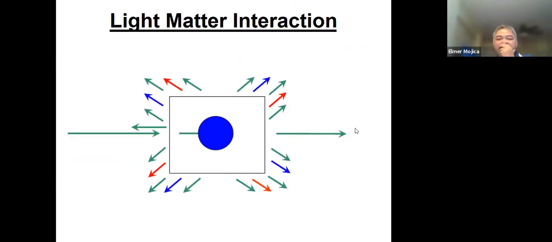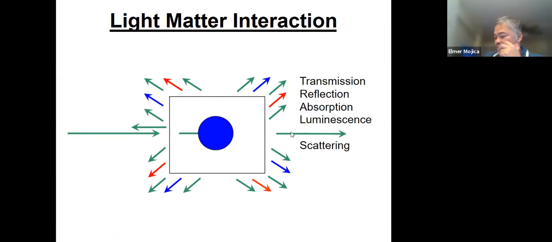Now, if you're going to see how light interacts with matter, if this is the matter and light comes in, these are the possible modes that happen. Light can be transmitted, reflected, absorbed, or in some cases luminesce, like what fluorescence is, or they scatter the light. Based on the different light-matter interactions, there's a corresponding method that was developed.